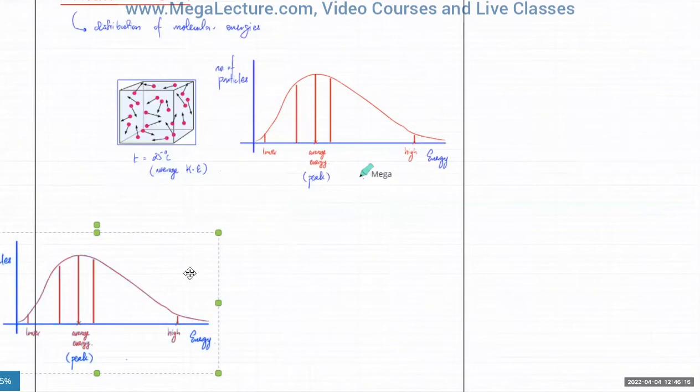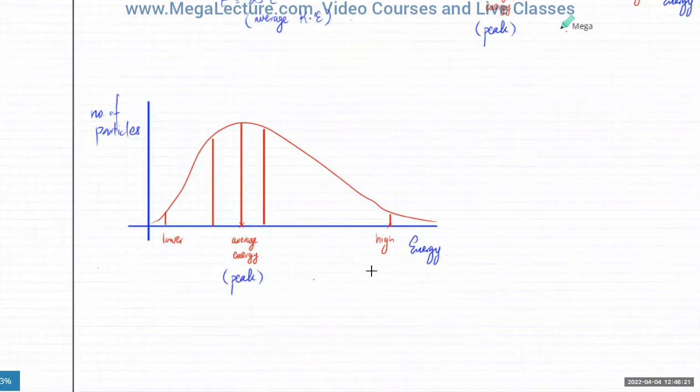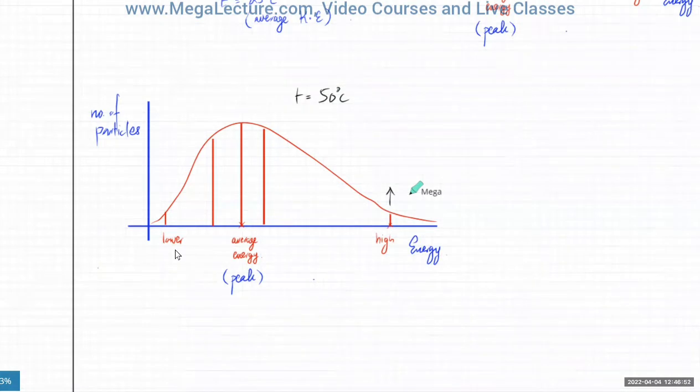Okay, if I take this graph to a higher temperature, let's say the new temperature is 50 degrees centigrade, what will happen to the graph? The number of particles having higher energy would rise because the temperature is higher now. The number of particles with lower energy would be lesser now. So the graph would go down from this side.